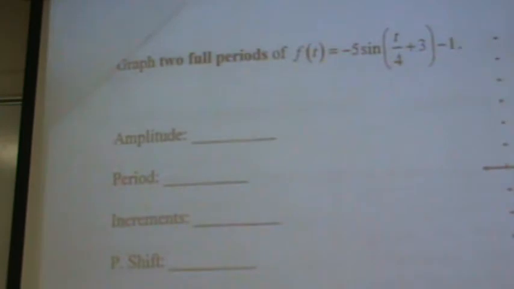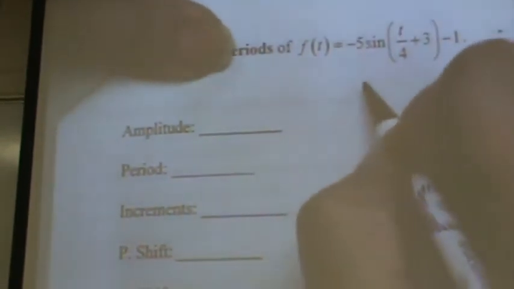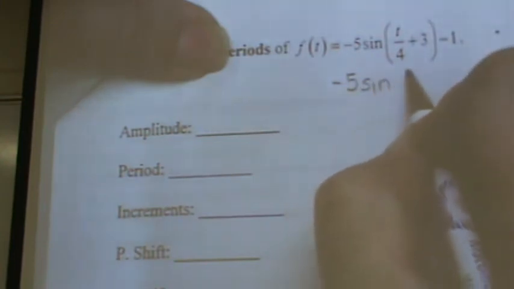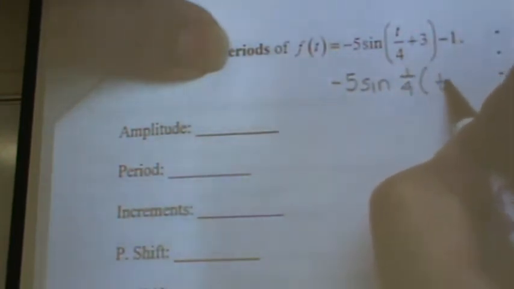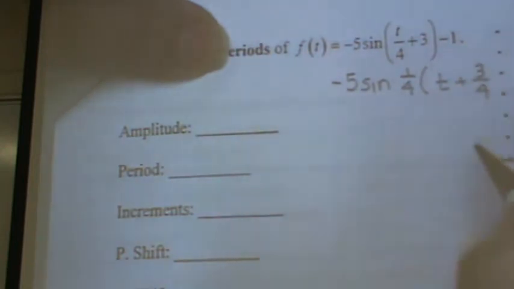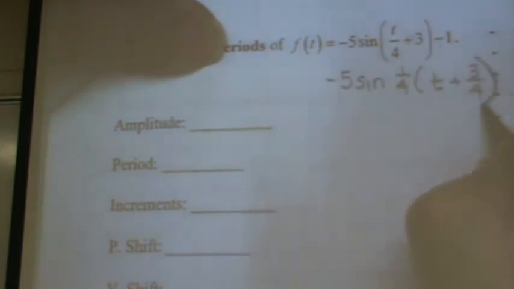Next one. Now we're going to ask you to graph 2 full periods. So pull out your what? So it's 1/4, right? Did I do that right?